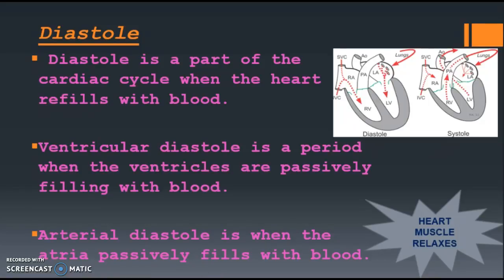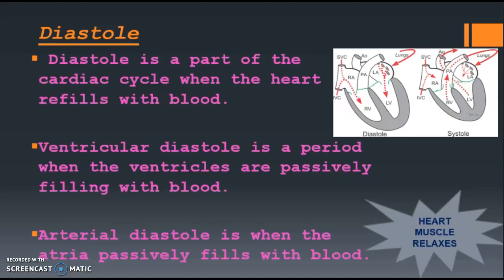So diastole represents a period of time when the ventricles are relaxed and not contracting. Throughout this period, blood is passively flowing from the left atrium and the right atrium into the left ventricle and into the right ventricle. The blood flows through the atrioventricular valves, the mitral and the tricuspid, which separate the atria from the ventricles.